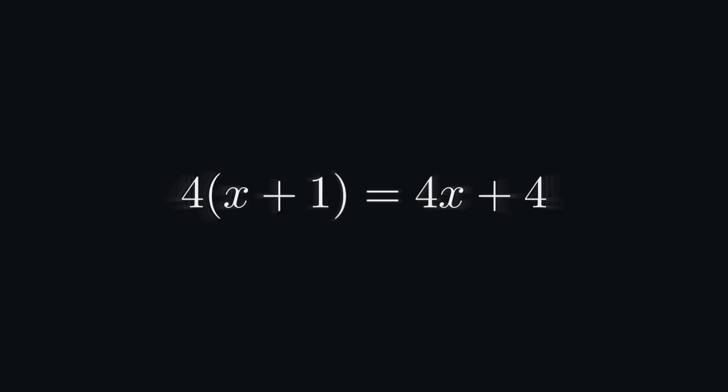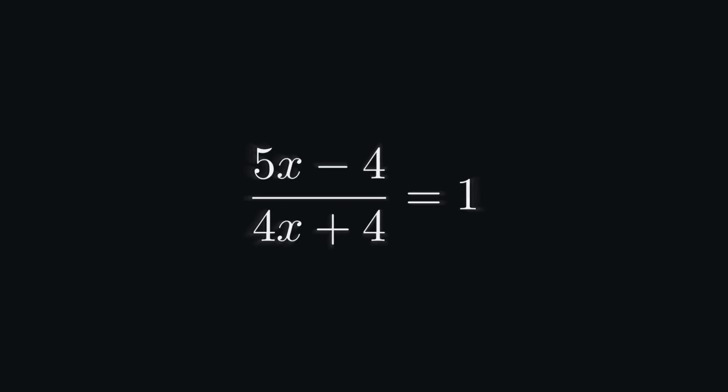Next, let's expand the denominator. Expanding gives us 4 times x plus 4. Now, we will substitute this back into our equation. This leads us to the equation 5x minus 4 over 4x plus 4 equals 1. Next, we need to clear the fraction. This results in the equation 5x minus 4 equals 4x plus 4.